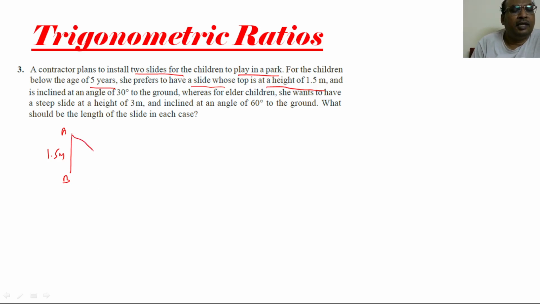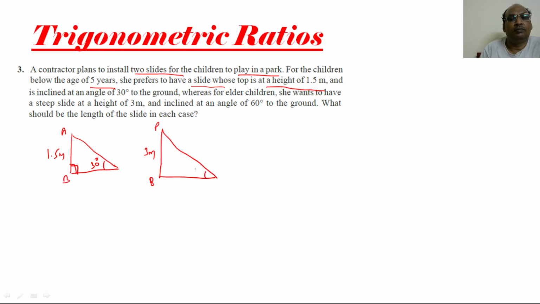So it is inclined at an angle, this is 90 degree, so at an angle of 30 degree to the ground. Whereas for elder children, she wants to have a steep slide at a height of 3 meter. So let us take it as PQR. So it is 3 meter and inclined at an angle of 60 degree to the ground. So what should be the length of this slide in each case?